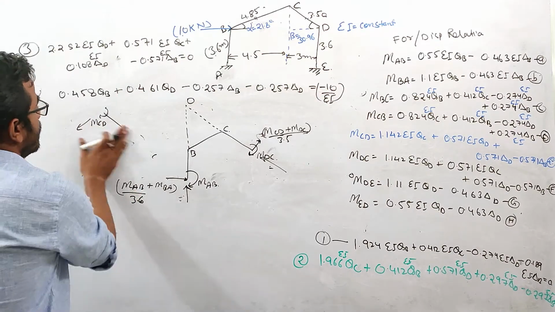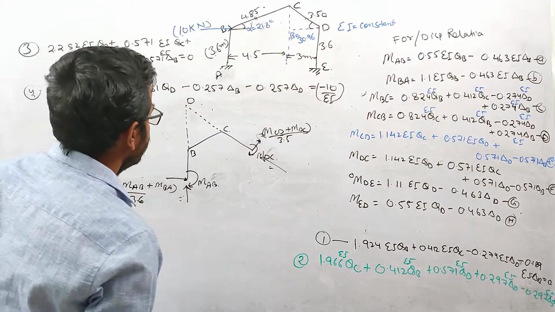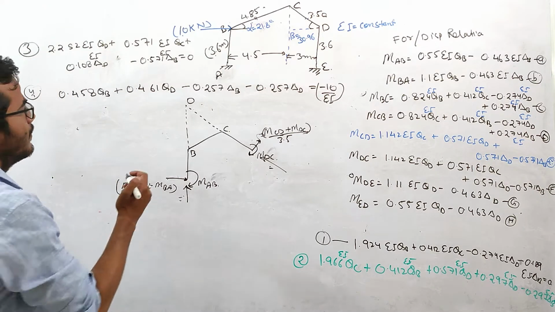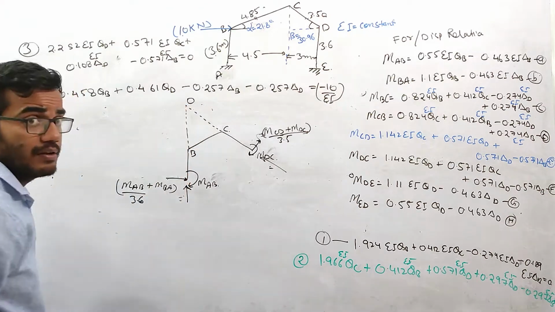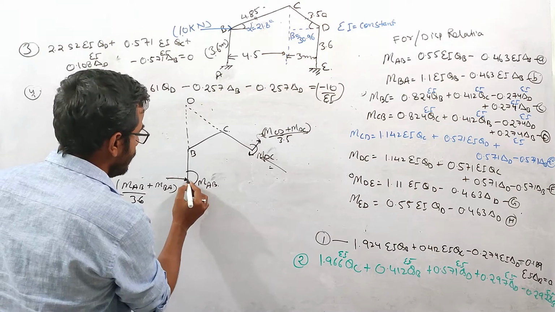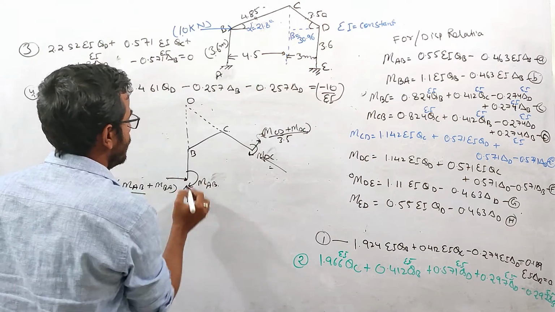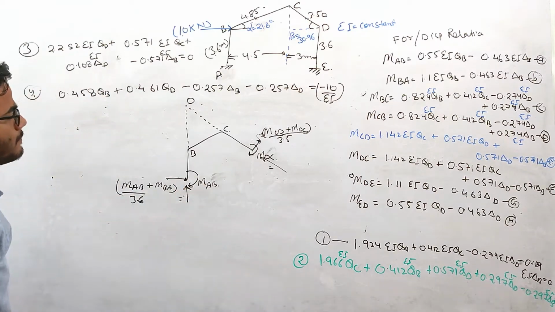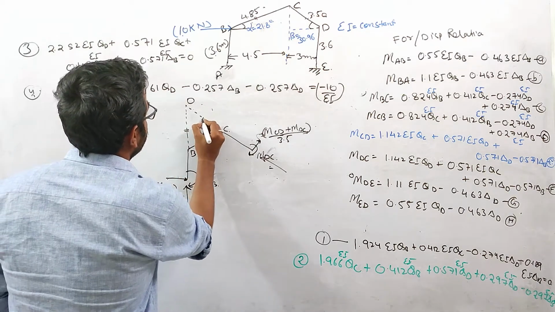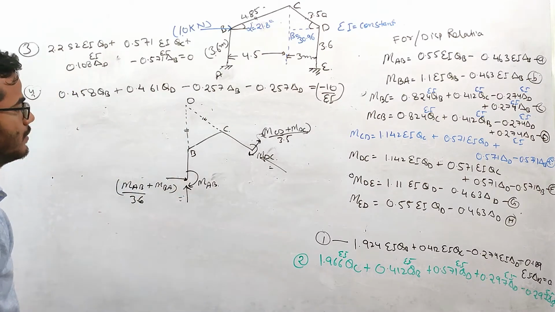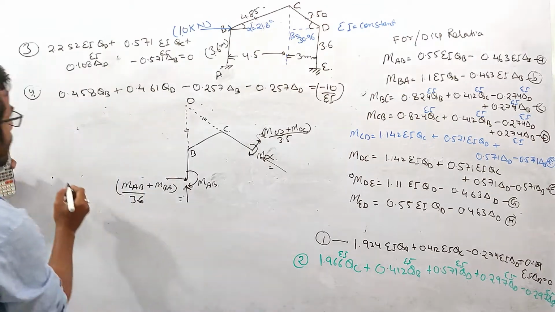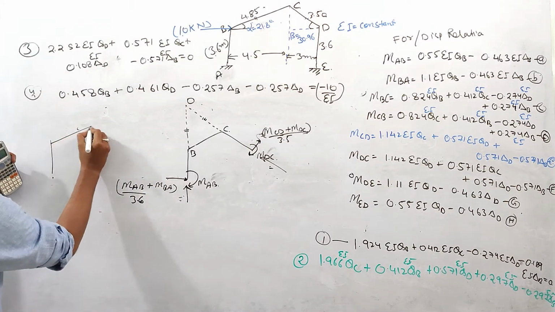To balance this, we need some anti-clockwise couple. In this way, the next shear equation we will derive by taking the moment about this point O. Why is it? Because we need to eliminate these two axial forces. So now we need to find this distance, and we need to find this distance. Actually our figure is looking like this.